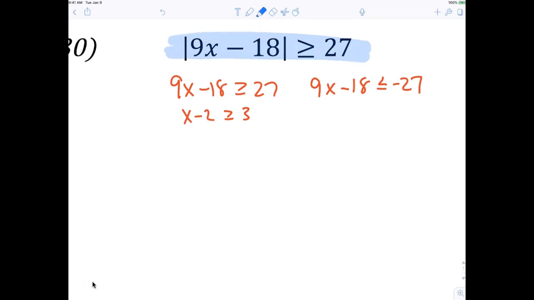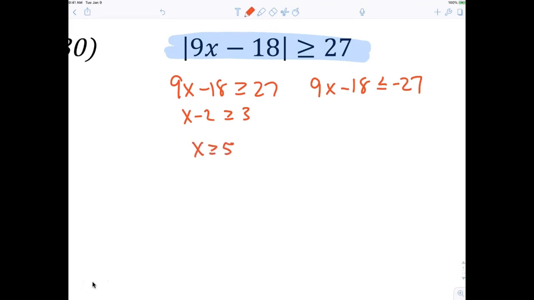Listen to what he just said. We should divide by 9, because to me, it's easier when the numbers are smaller. Does everybody agree with that? All right. And so now we would just have x is what? x is greater than or equal to 5.